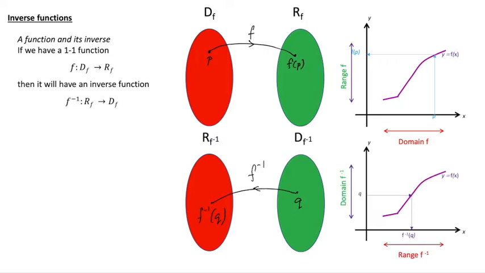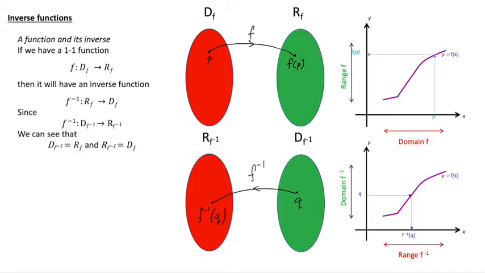And we can show this again on the same graph. Actually, it's identical. It's just that instead of saying the range of f, we now say the domain of f to the minus 1, and instead of the domain of f, we have the range of f to the minus 1. We're showing a value q in the domain of f to the minus 1 going to its image in the range of f to the minus 1. So it's taking things backwards, basically.